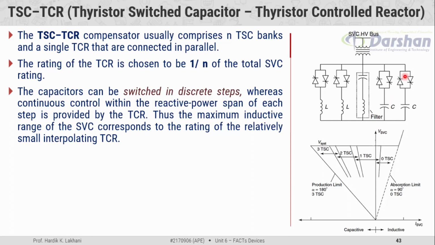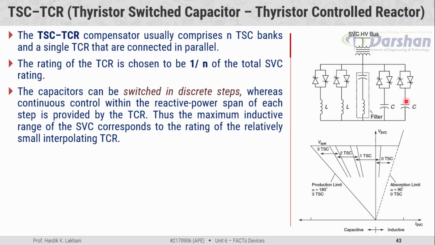If one unit of TAC branch is present, that means we get a characteristic like this one, right? And we know that TAC branches are discrete in nature. So when the anti-parallel connected thyristor pair is on, then the maximum amount of capacitor is present in the system, and when this thyristor pair is off, the capacitor gets isolated. So either the maximum amount of capacitance or zero capacitance. Only two possibilities are there.